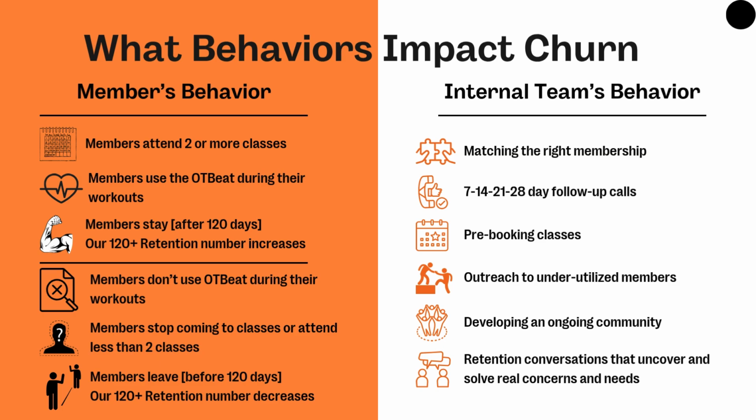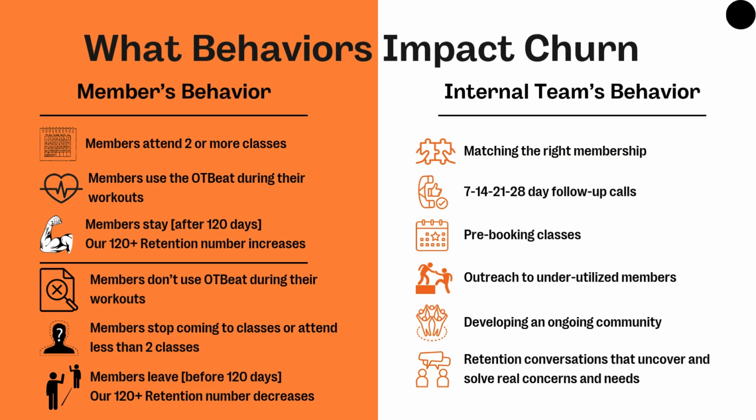Okay, let's take a look at the behaviors that impact churn. For our members, we have utilization. We have members that are attending two or more classes, or they're not attending two or more classes, they're attending sporadically. And then we have folks that are using their OT Beat, and then folks that are not. And these behaviors, that's what we can look at when it comes to members staying or members leaving.